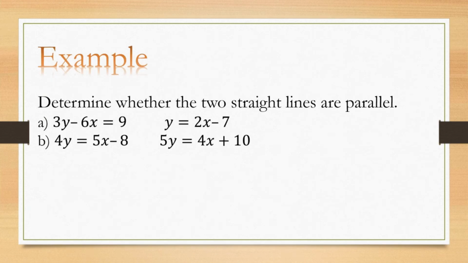Next, let us do an example. Determine whether the two straight lines are parallel. To solve this type of question, first, we need to find out the gradient of both straight lines by changing the equation into the form y equals mx plus c. Then by comparison, we will know whether they have the same gradient. If both gradients are the same, it means that both straight lines are parallel to each other, and vice versa.